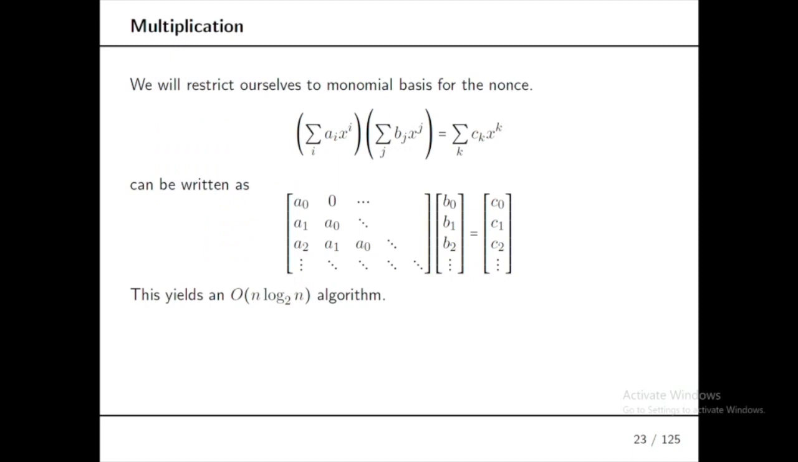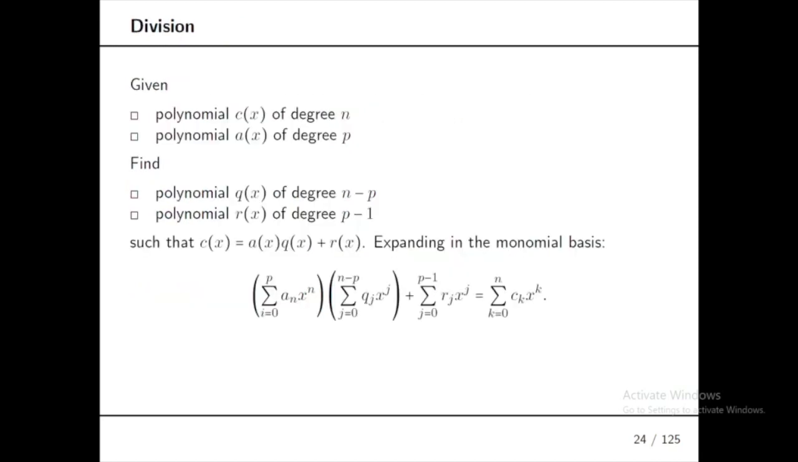Okay, so the easy one, of course, is multiplying two polynomials, one with coefficients a, one with coefficients b, to get the coefficients c in the monomial basis. This is just multiplying the column b by the Toeplitz matrix involving the coefficients a, so that we can do it in n log n flops. Okay, so multiplication is out of the way.